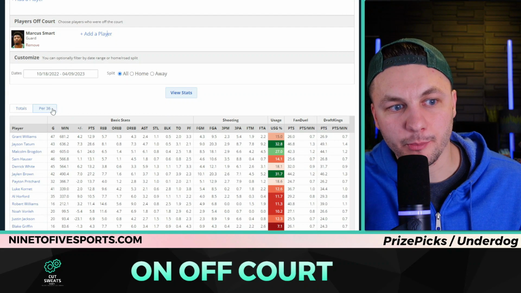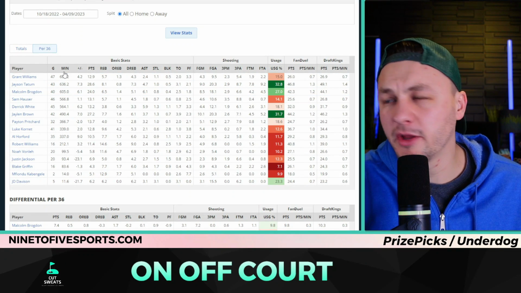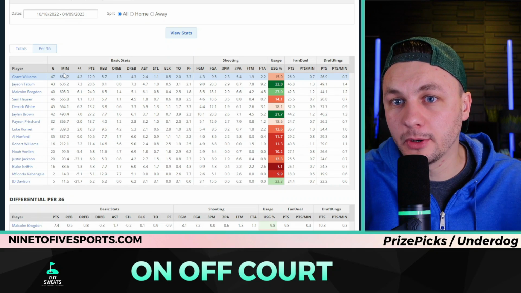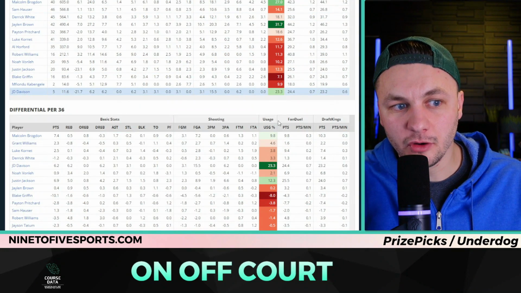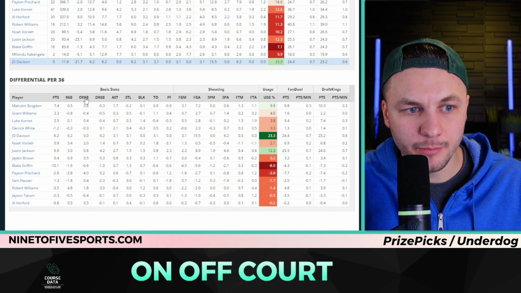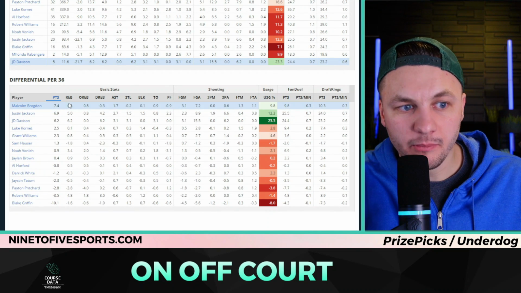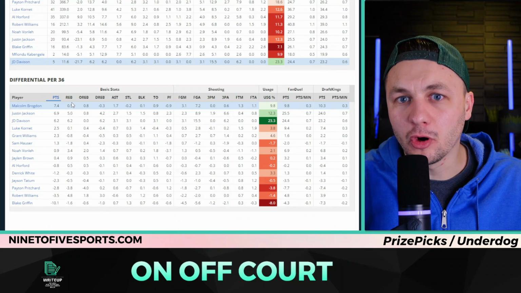You can click on per 36. I typically like to look at that instead of the totals. You can see then which players get the most minutes with MarketSmart off the court. You can see the usage rates, the points per 36. Then you could also scroll down the differential per 36. So where do they get added bonuses there? Let's sort by points. Malcolm Brogdon gets 7.4 more points per 36 with MarketSmart off the court.